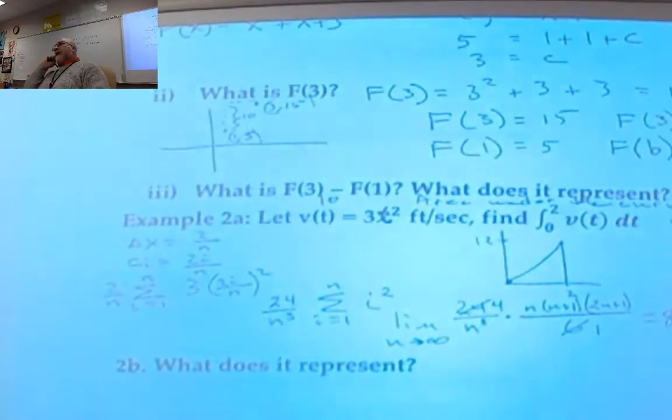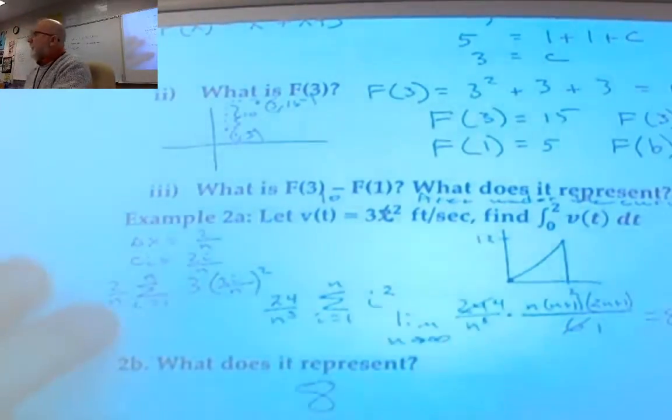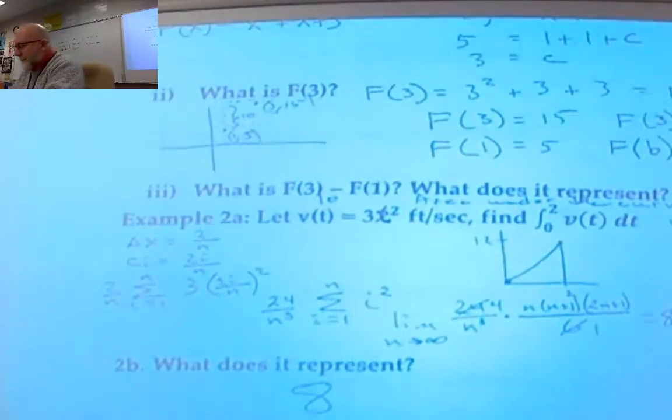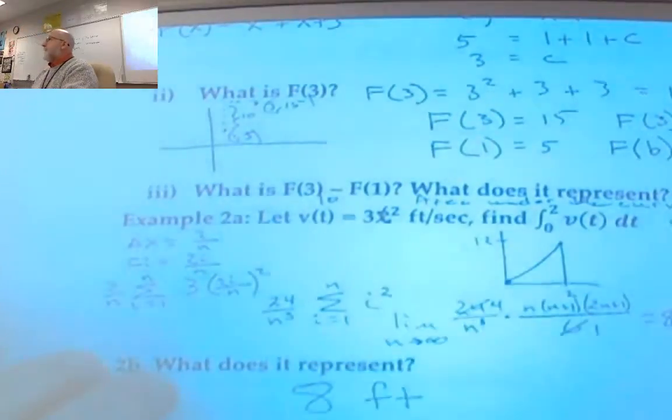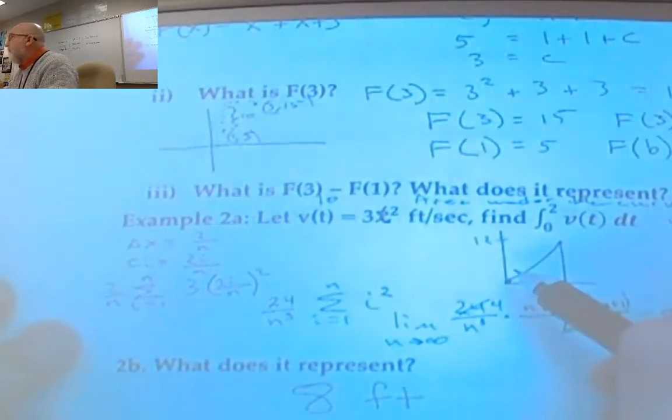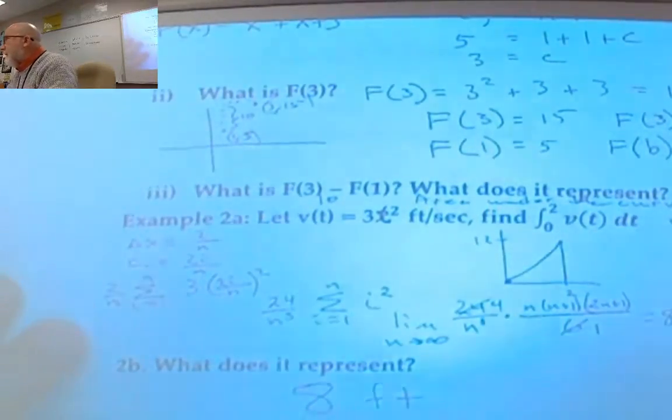Ryan, what's the area underneath that curve? 8. 8 what? It's 8 feet. So this is time, correct? So in the time from 0 to 2 seconds, something traveled 8 feet. Why is it 8 feet? I mean, the area under the curve is 8. Why did it become feet? Why isn't it feet squared?